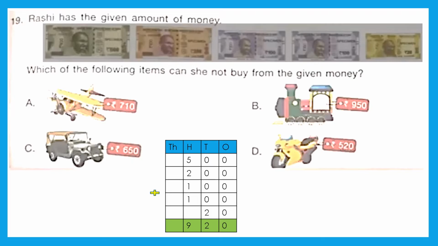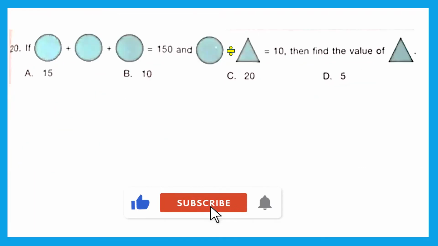Which of the following items can she not buy from the given money? Okay, so she has a certain amount of money. Anything which costs more than that money, that she cannot buy. And which one is greater than 920? That is option B, toy train. It costs 950. She cannot buy it. Option B is the right answer.